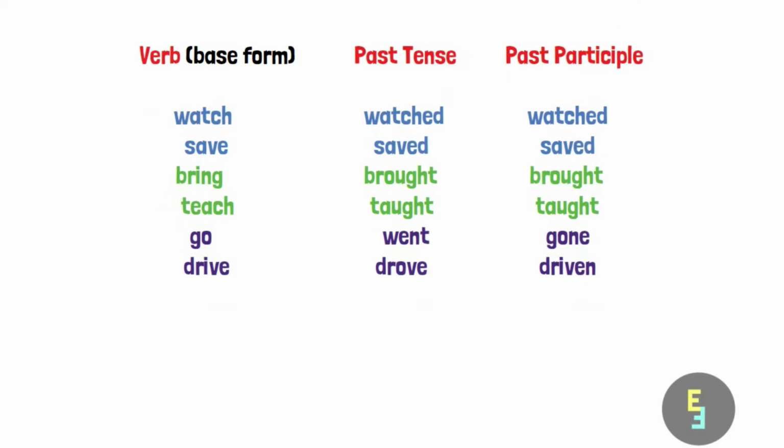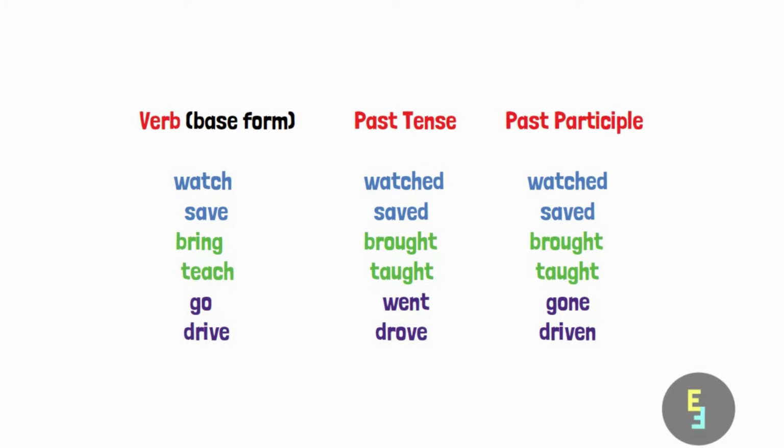Check this illustration to see closely their differences. The examples are divided into 3 categories. First is the base form of the verbs. Second is the simple past tense form of the verbs. Lastly, the past participle form of verbs. We also group the examples using different colors to see how the spellings differ from regular to irregular verbs.